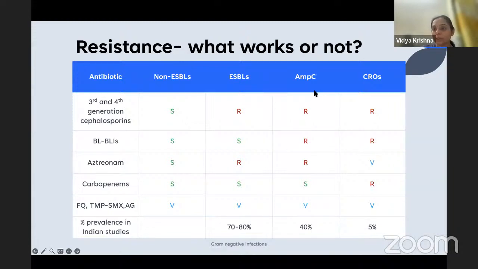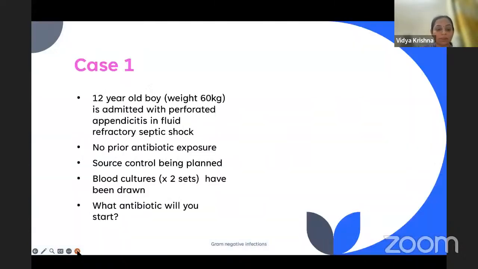On the other hand, if you look into AmpC, which is a class C type of enzyme, here again the BL-BLI is also gone. So you're only left with carbapenems. Okay, so this is about 40%. And carbapenem resistance means everything is gone. And aztreonam can be variable, which means that it will be sensitive only to your MBLs, metallo-beta-lactamase. It will not work on the other carbapenemases. So this again can be, even with the slightest estimate, around 5%.